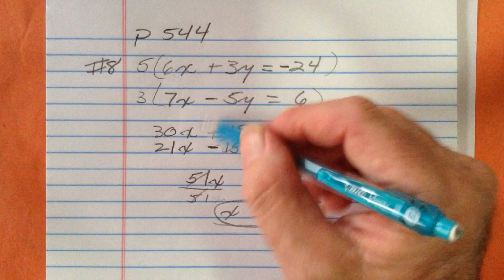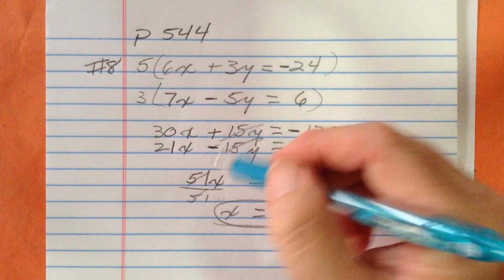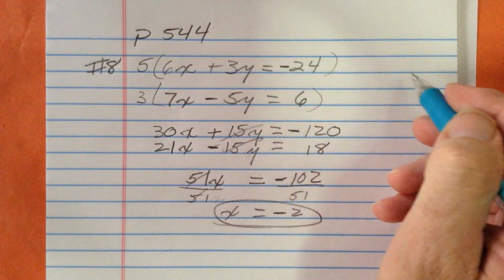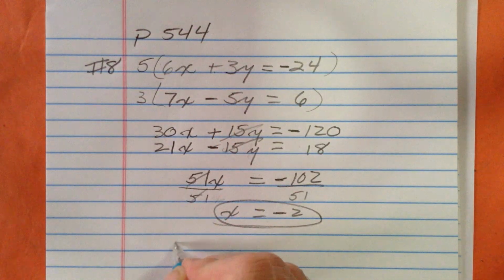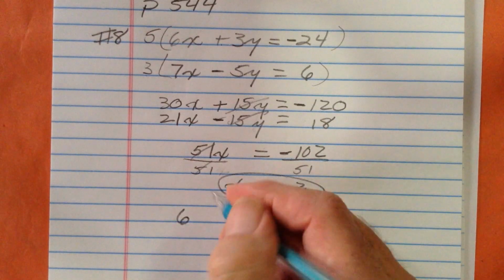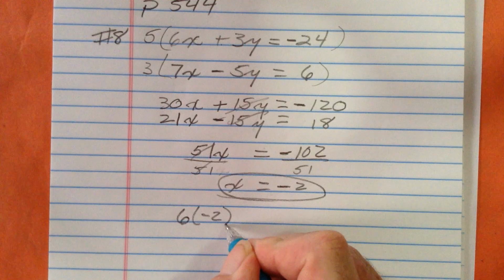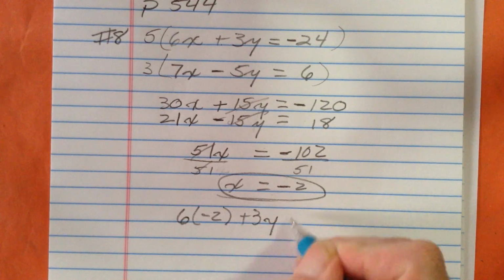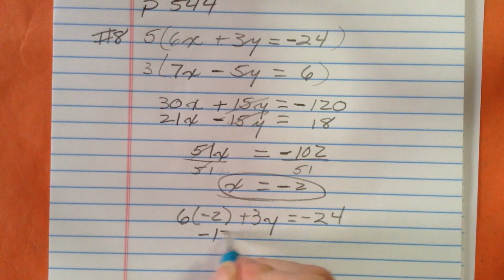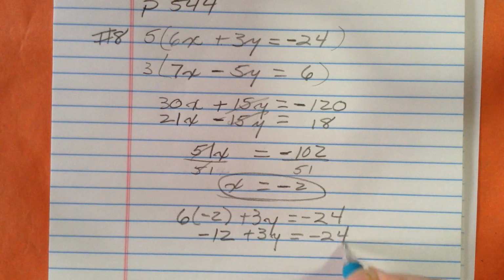So now I know the x, now I can put it into either of the original equations, or even one of these, to find the y. So I'm going to go with the first one. I have 6, can you still see it? Let me move it up right there. 6 times x, well the x is now negative 2, plus 3y equals negative 24. So 6 times negative 2 is negative 12, plus 3y equals negative 24.